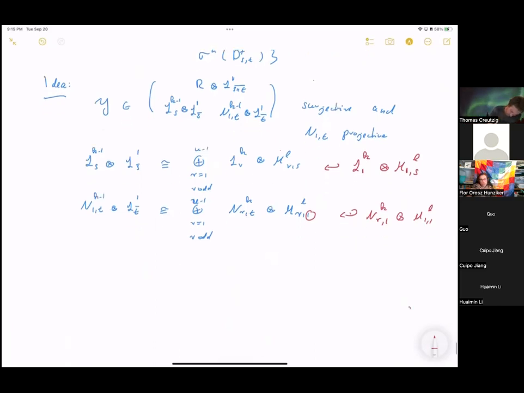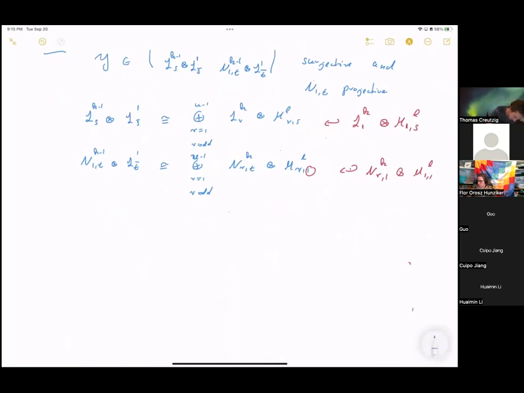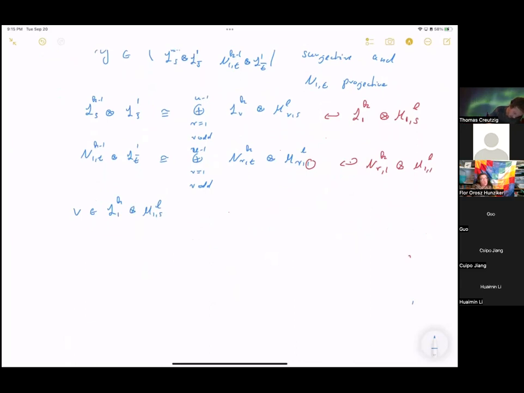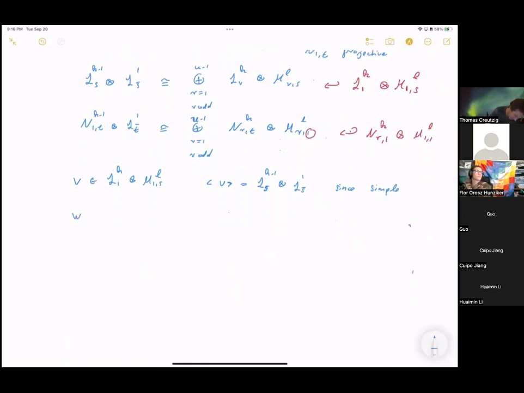So this means we restrict to a vector v in the good summands. We note that, of course, if I mean a vector, I mean a non-zero vector, and any non-zero vector generates the whole module as a module for the big VOA, since this is a simple module. Now, what about the second summand?